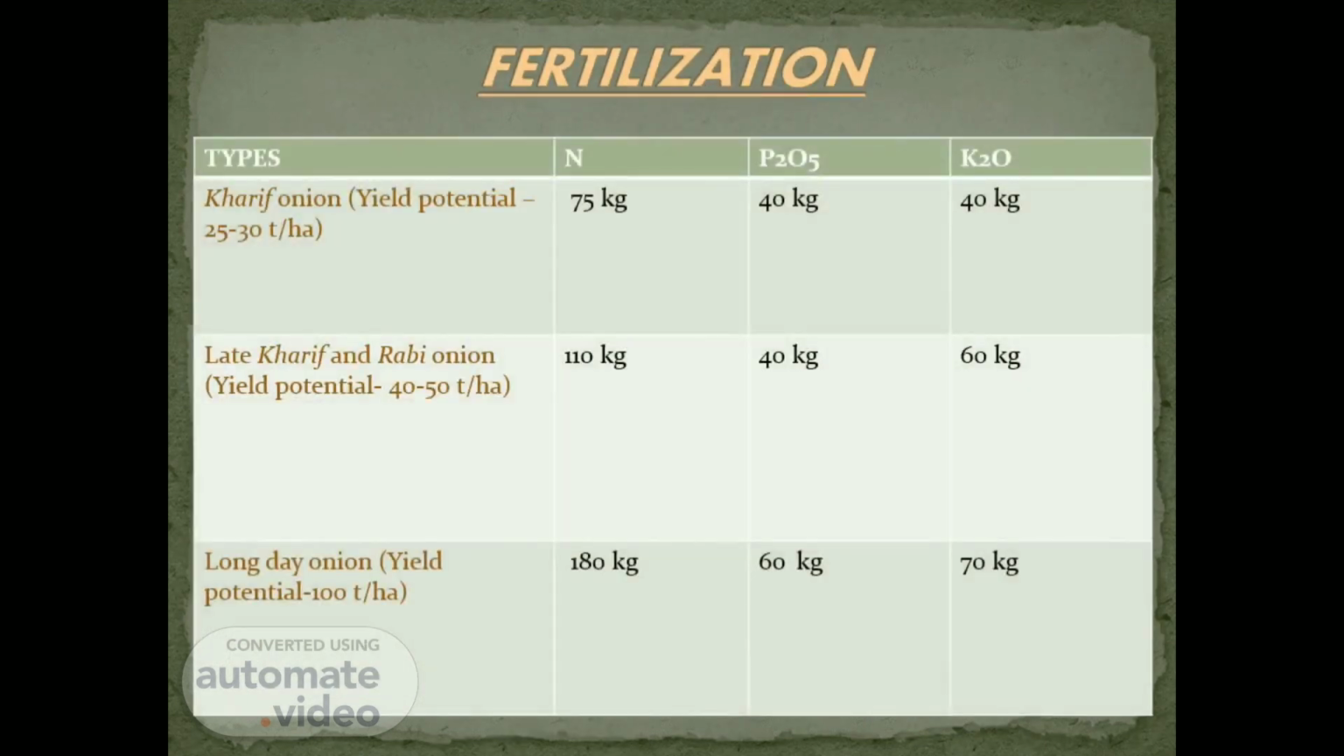Fertilization. In Kharif onion, the requirement of nitrogen is 75 kg, of P2O5 is 40 kg, and of K2O is 40 kg. In late Kharif and Rabi onion, requirement of nitrogen is 110 kg, requirement of P2O5 is 40 kg, requirement of K2O is 60 kg. In long day onion, requirement of nitrogen is 180 kg, requirement of phosphorus pentoxide is 60 kg, and requirement of potassium oxide is 70 kg.